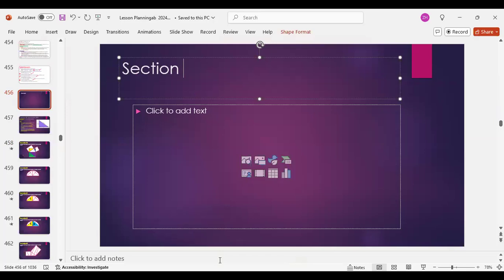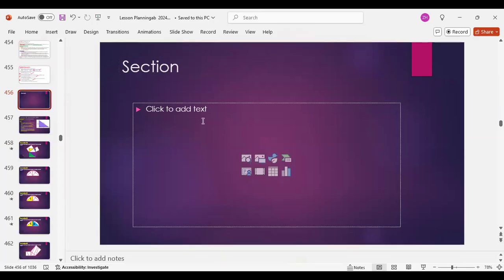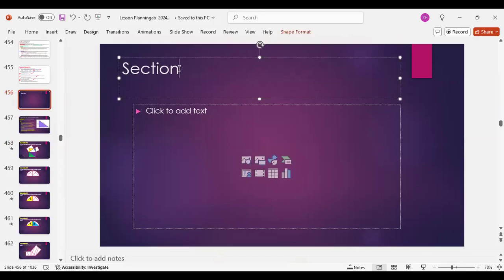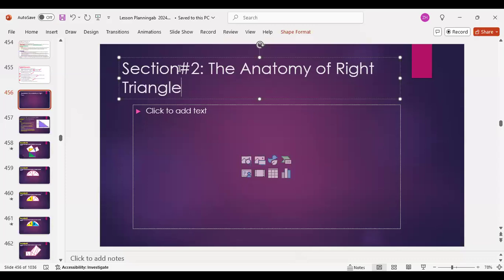So, okay, we're gonna be looking at this next section. This is section 2. We're gonna be looking at the anatomy of right triangles. So write this down for me, please. How many persons are finished with the quiz? Let me know if you finished with the quiz.